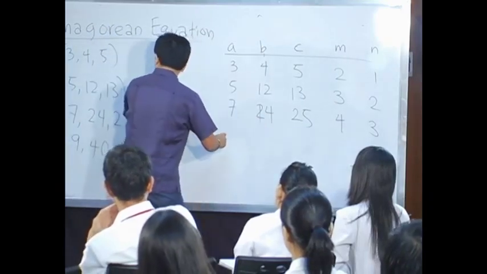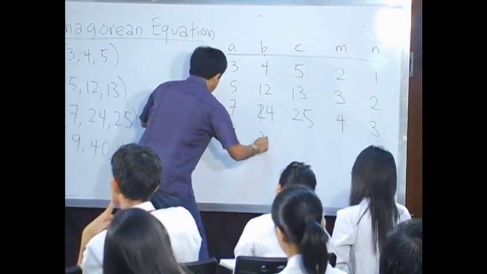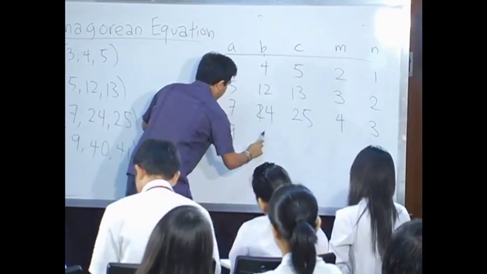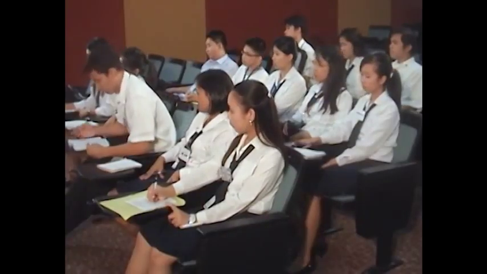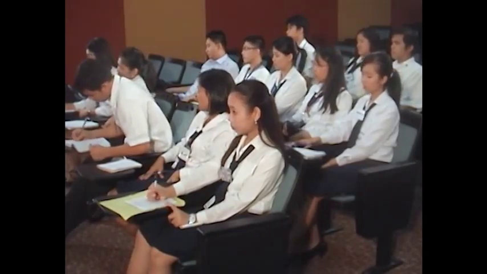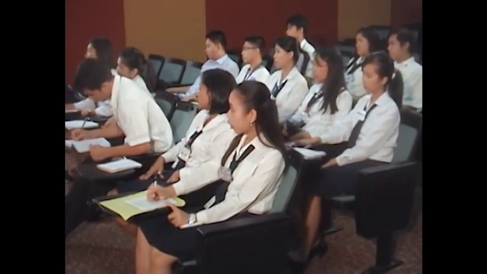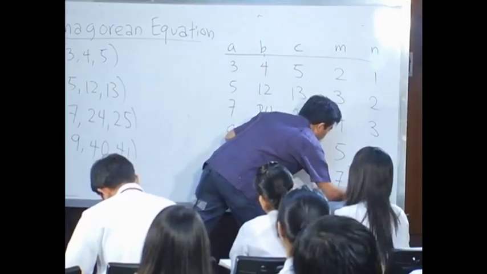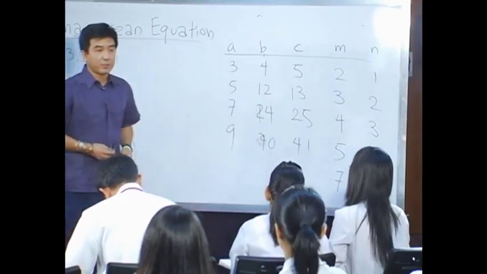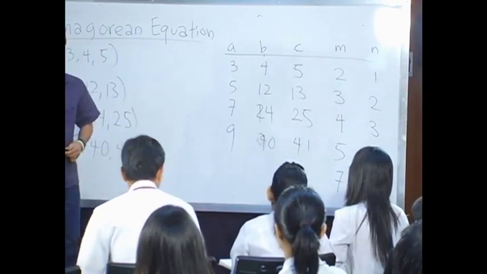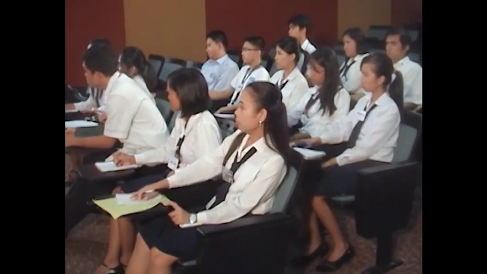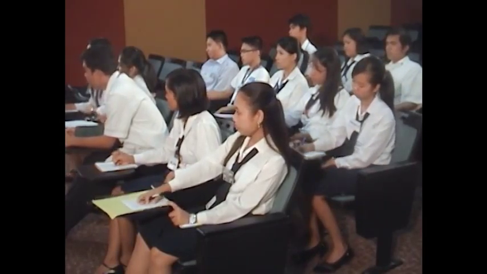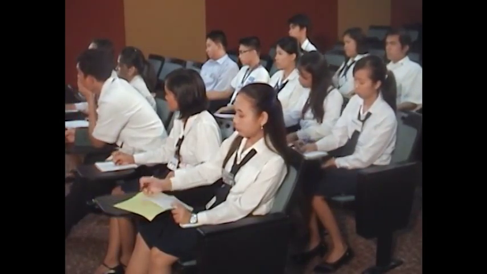How about 9, 40, and 41? 5 and 4. In fact, we can choose any pairs of numbers, 7 and 3, as m and n. If we choose 7 and 3 as our m and n, what are the values of a, b, and c?